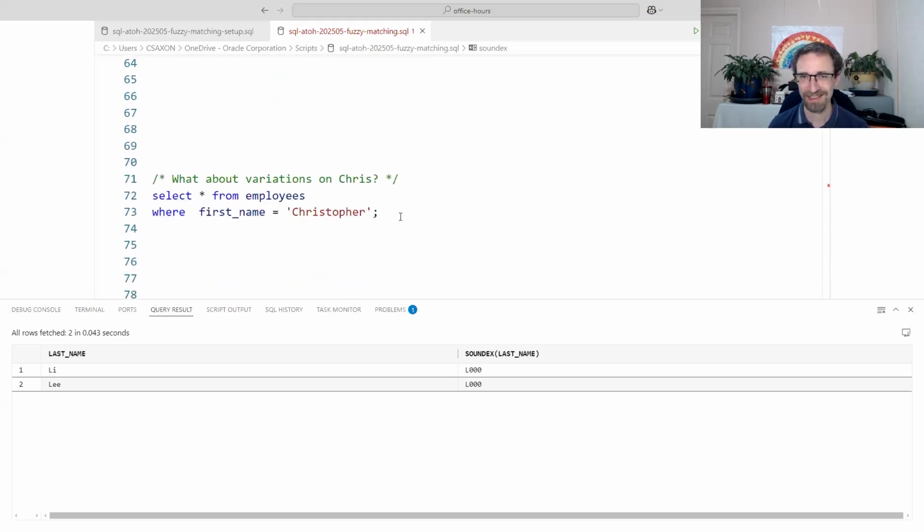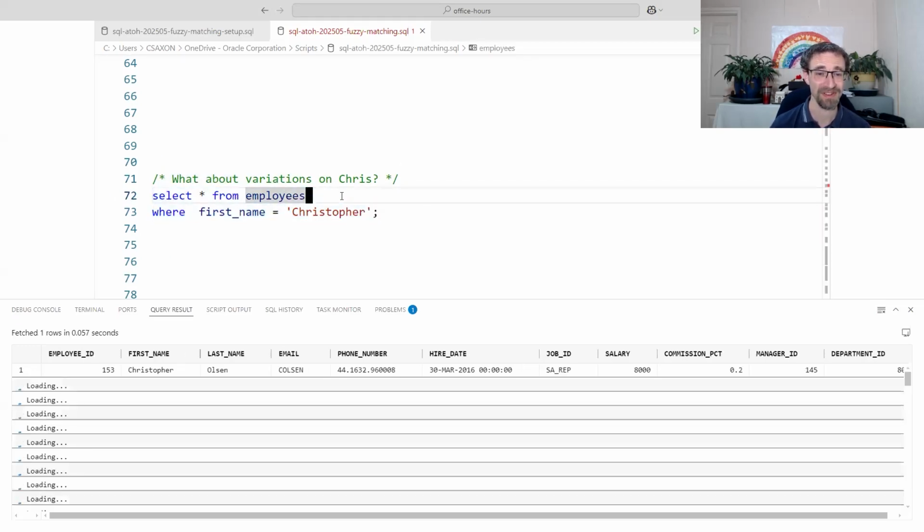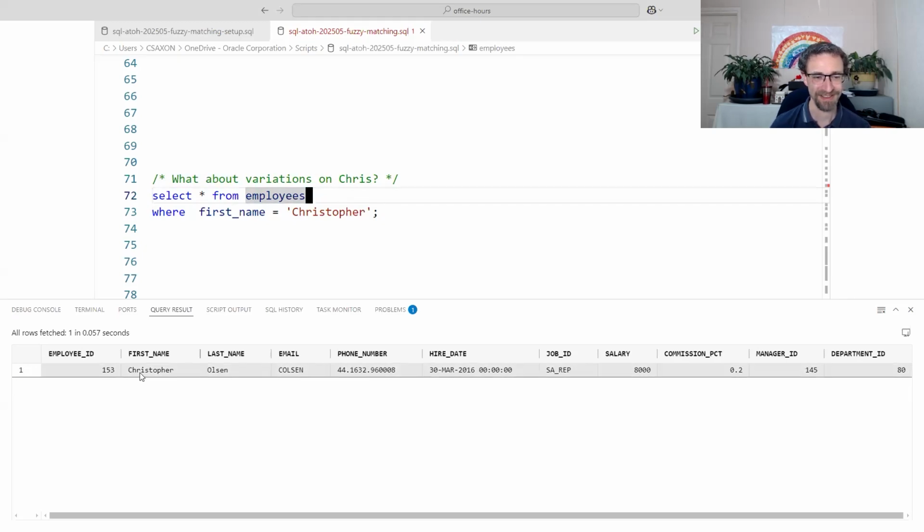But let's dig a bit further. Let's look at some more variations. So what about variations on my name, on Kris? Well, let's say people called Christopher, for example. So you can see there's 1 person in the table with the first name, Christopher. Now, the interesting thing about Kris, Christopher, and so on, is there are a lot of ways you can spell this name which sound the same.